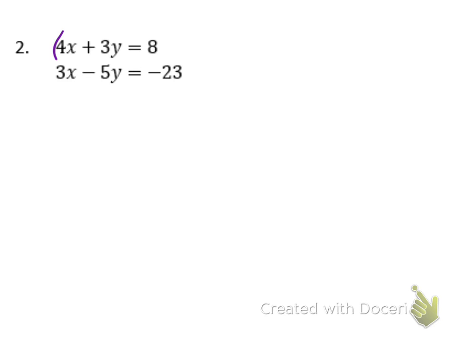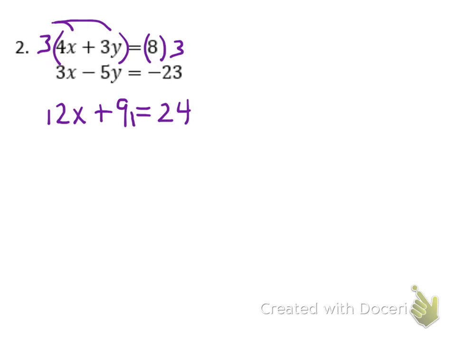So, same idea here. I'm going to multiply the top one by 3. Bottom one, well, we'll do that first. 3 times 4x is 12x. 3 times 3y is 9y. And then 8 times 3 is 24. For the second equation, we can multiply by 4, but if we do it by positive 4, our x's will have the same coefficients. So let's make that a negative 4.